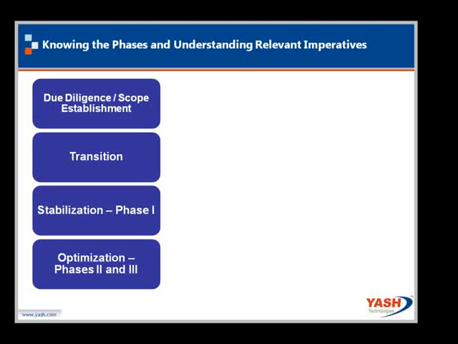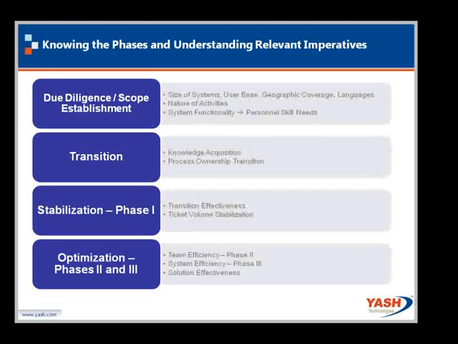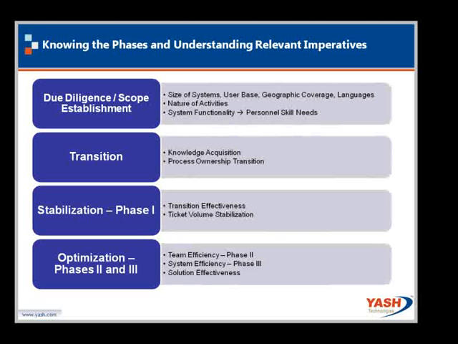And then there's a phase of stabilization, and then there's an optimization phase. Again, if you look at it, there are some specific imperatives at each of these phases. During the due diligence and scope establishment, you're really looking at, at the end of the day, what kind of team is required to support this? That depends on the size of the system, the user base, and the nature of activities.